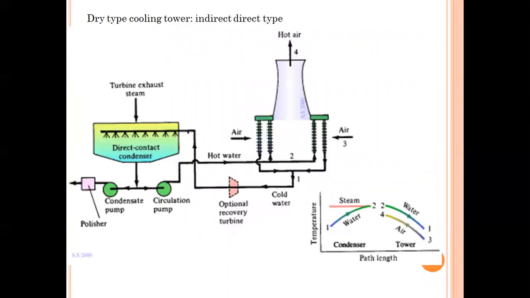So for the dry type cooling tower, direct type, we can see here the turbine exhaust steam in direct contact with the water. In this way, we have seen the environmental effects of the thermal power plant.